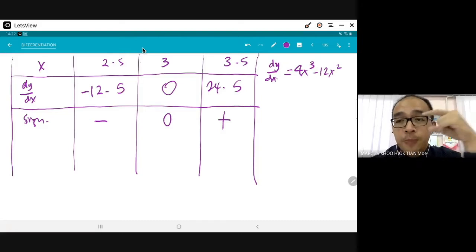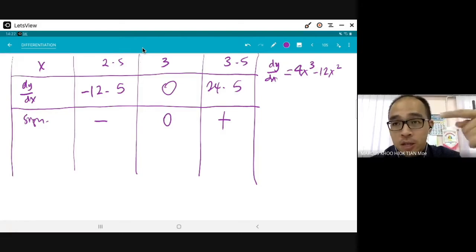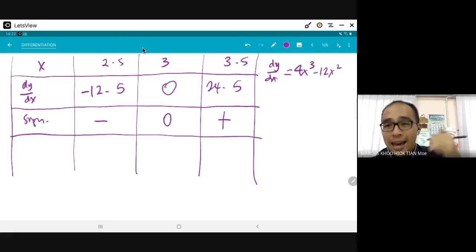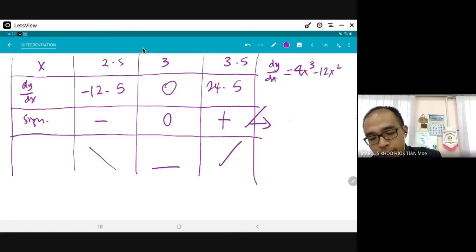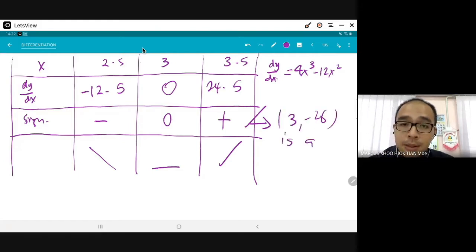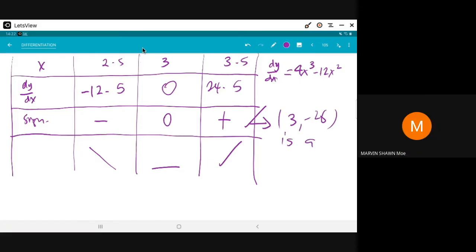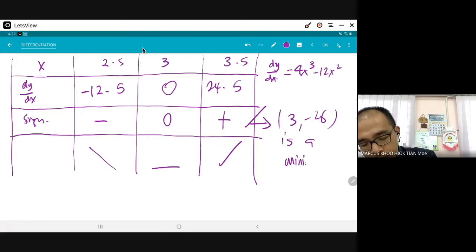Now guys, listen to this. At this point, if you have already answered this question many times, you can actually stop here. You don't have to draw the graph. You don't have to draw negative and then positive. All I need to know is just the sign changes from what to what. If you understand this subtopic well enough, you can stop here and say that this proves that 3 and negative 26 is a, what is it, minimum or maximum? Minimum. Okay, it's a minimum turning point.